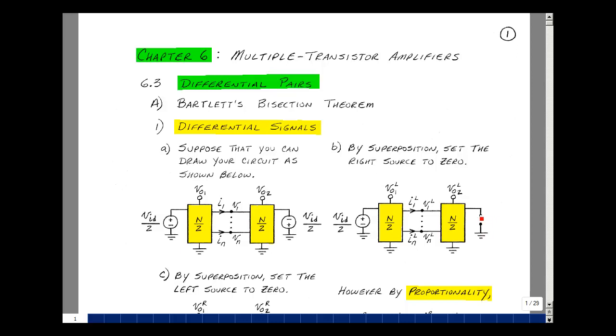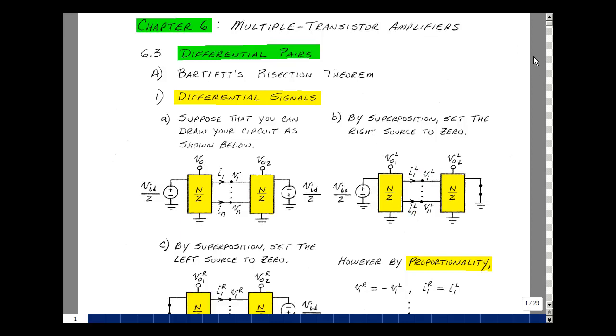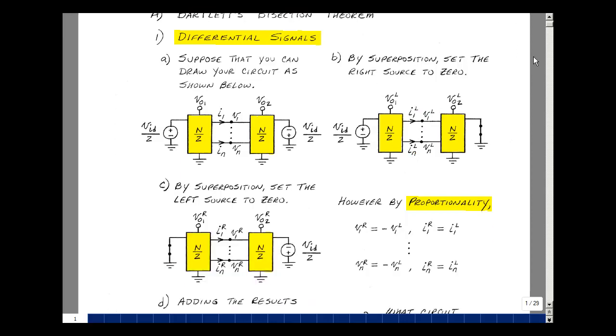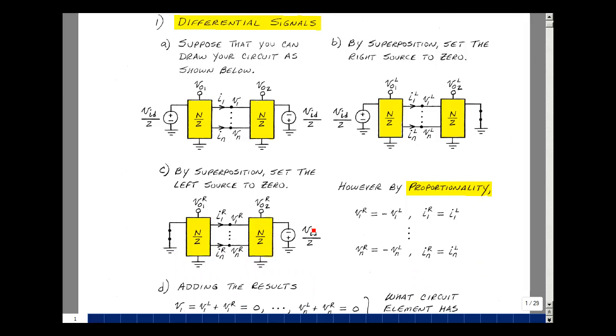Setting this equal to 0, I would then solve for the voltages and the currents due to the left-hand source. And I'll indicate that as a superscript. Now set the left-hand source equal to 0 by making it a short circuit and apply the second voltage. And again, solve for these voltages and these currents.